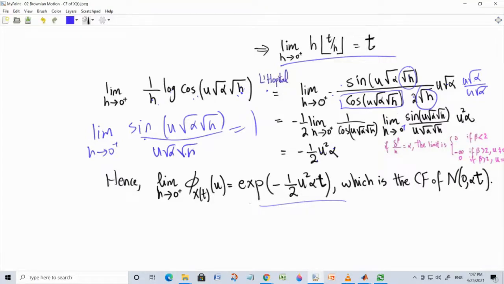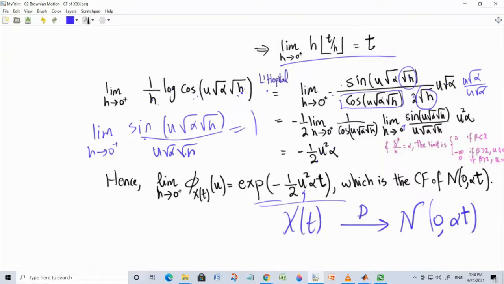So again, this is an old topic: if the sequence of characteristic functions converges pointwise to a function, and this function is continuous at the origin, at u equals 0, then we have convergence in distribution. Okay, so x of t converges in distribution to basically a Gaussian that is zero mean, and whose variance will depend on t. So the variance itself will depend on the value of t.